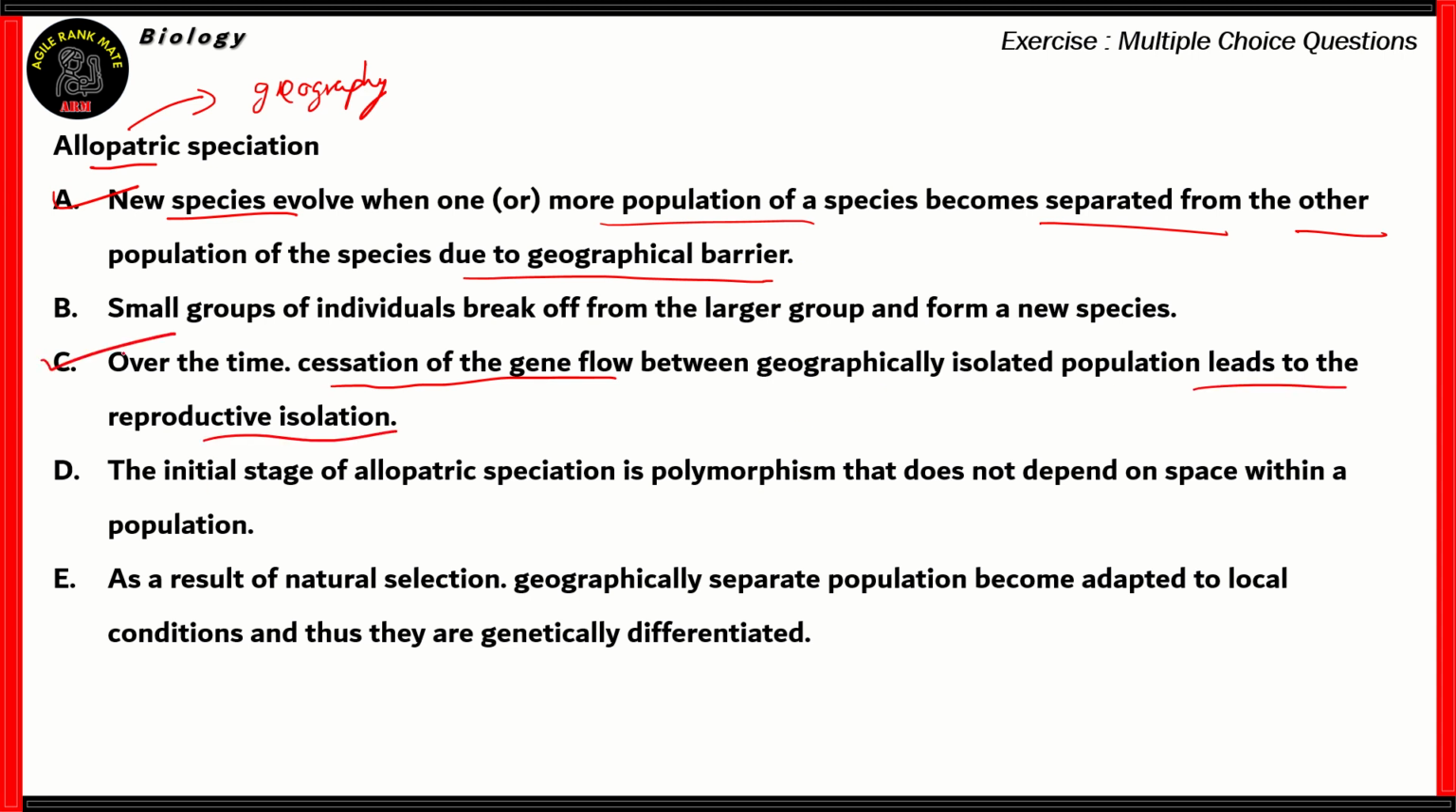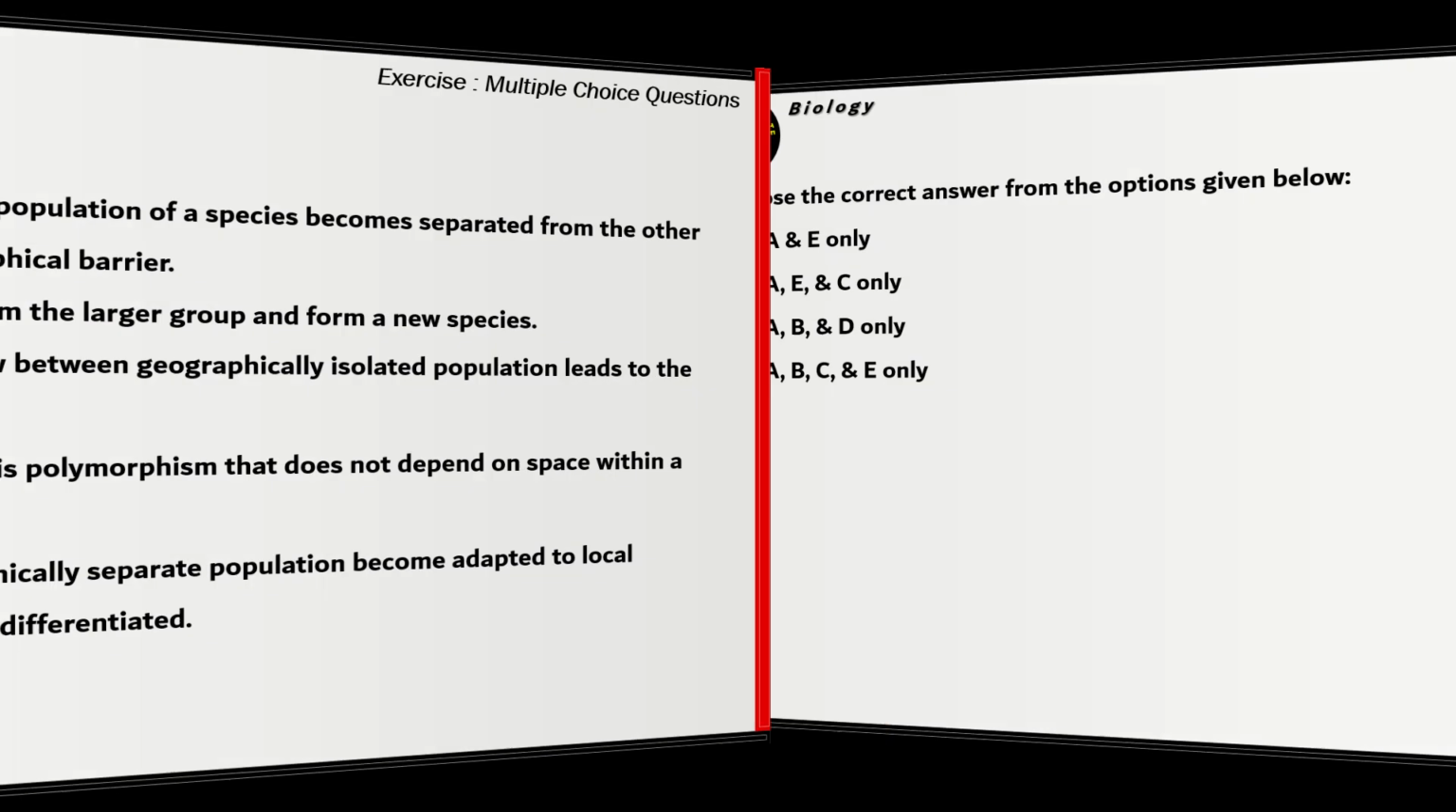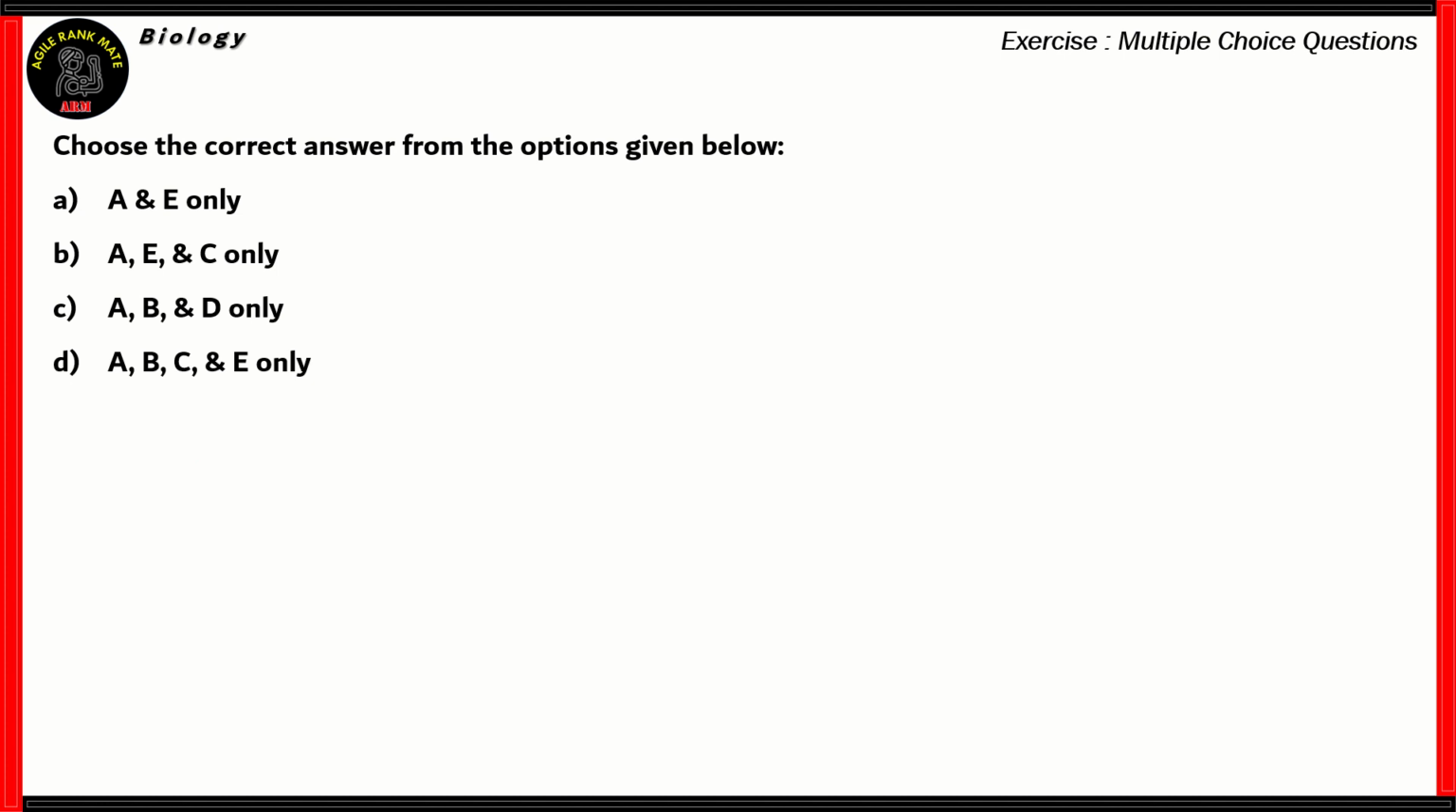So that means statement C is also correct. And then because of natural selection, the separate populations are adapted to local conditions and they are genetically differentiated. So again, statement E is also correct. B refers to a different type of speciation, and option D says the initial stage is polymorphism, which does not depend on space, and that's incorrect. So therefore, statements A, C, and E are the right statements for allopatric speciation. So therefore, option B, A, E, and C only, is the right option.